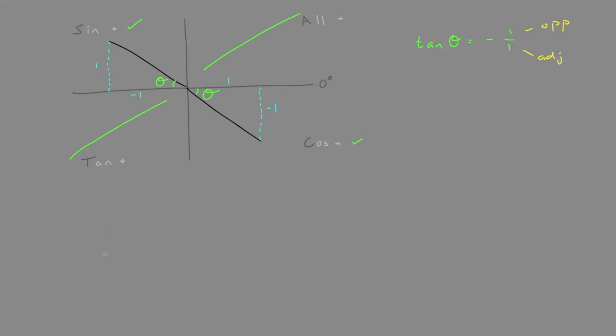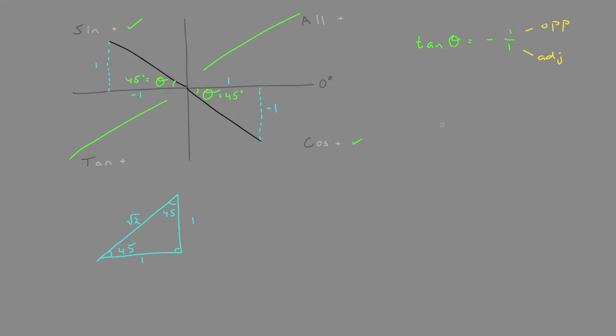We can recognize we have a special triangle. The lengths are 1, 1, and root 2 with 45 degrees and a 90. Therefore, the reflex angle is equal to 45 degrees, both here and here. This is our reflex angle.